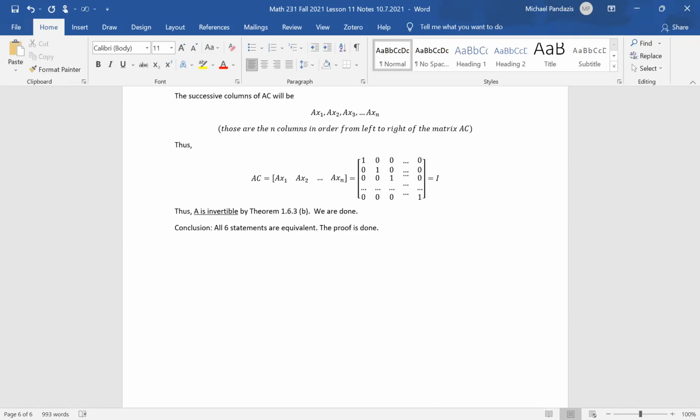And so now we finished the proof of the extended equivalence theorem. We'll just keep calling it the equivalence theorem, and we're going to keep adding more statements to it. There's going to be a lot more, but at this point we have 6. Okay, we'll stop there.